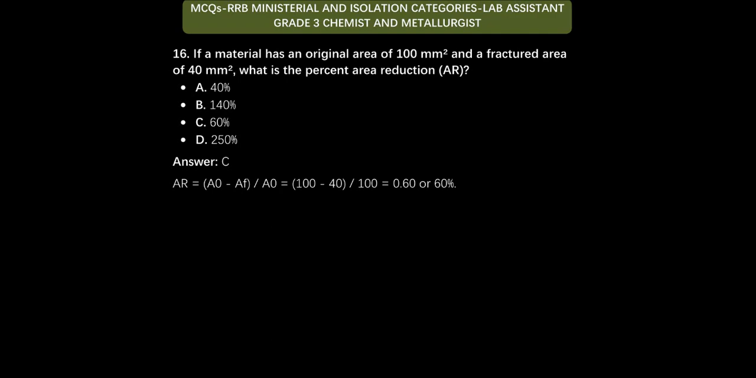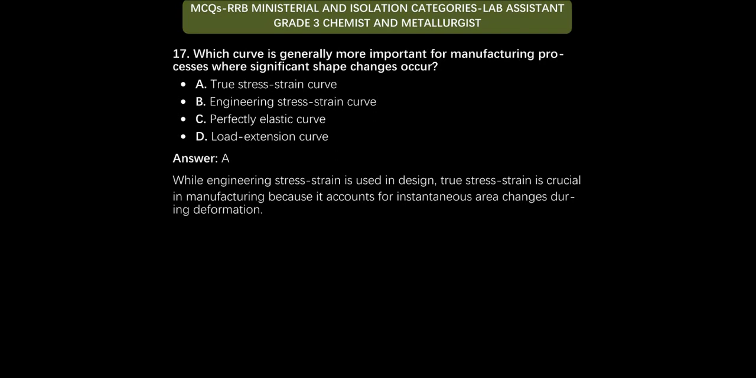If the material has an original area of 100 mm square and a fracture area of 40 mm square, what is the percentage area reduction? Option C, 60%. Which curve is generally more important for manufacturing processes where significant shape change occurs? Option A, true stress strain curve.